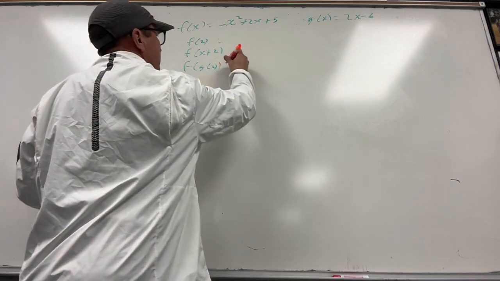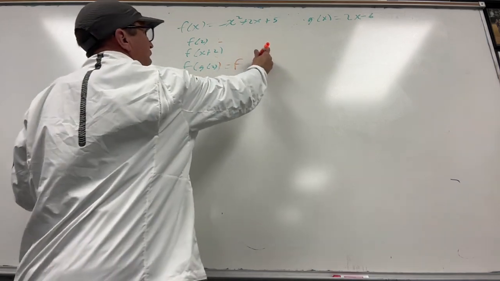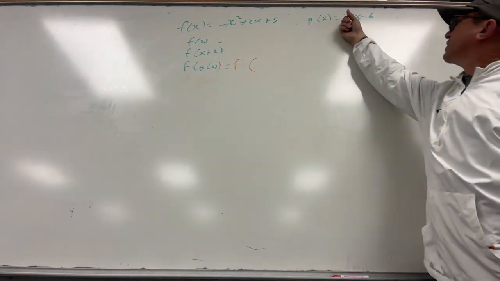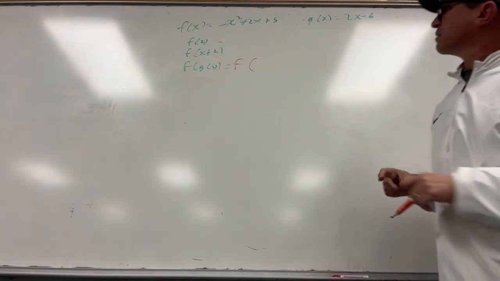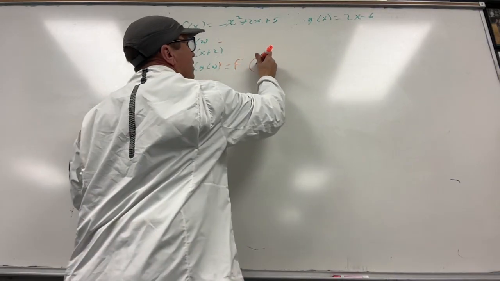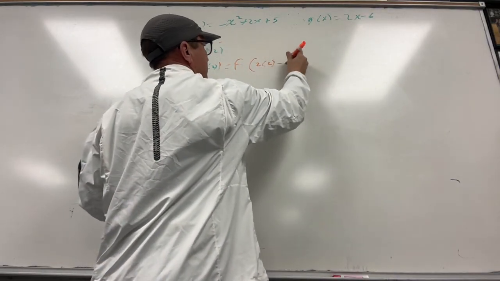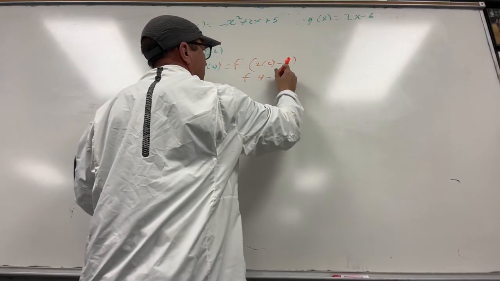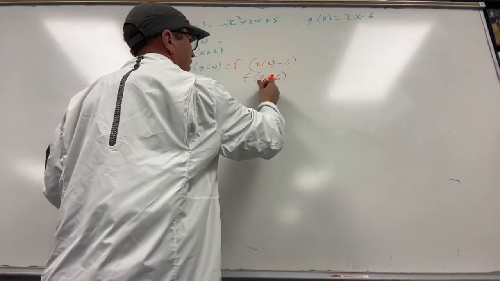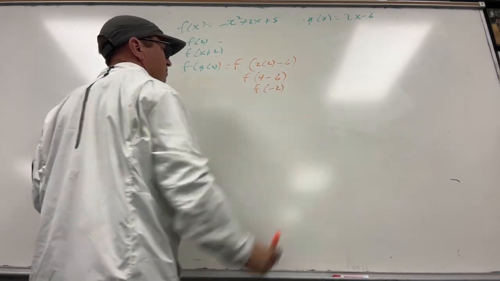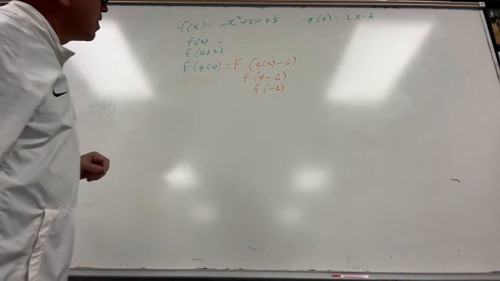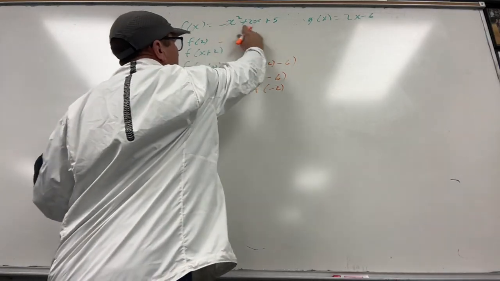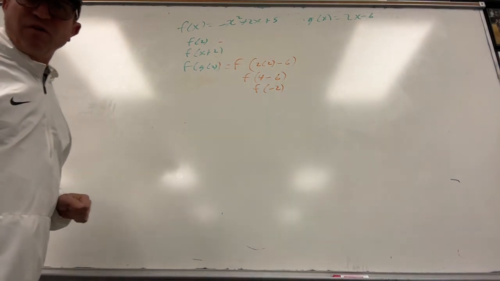So this becomes f of, and now I'd figure out what g of 2 is. Well, g of x is 2x minus 6. So g of 2 would be 2 times 2 minus 6, which would be f of 4 minus 6, which is simply f of negative 2.